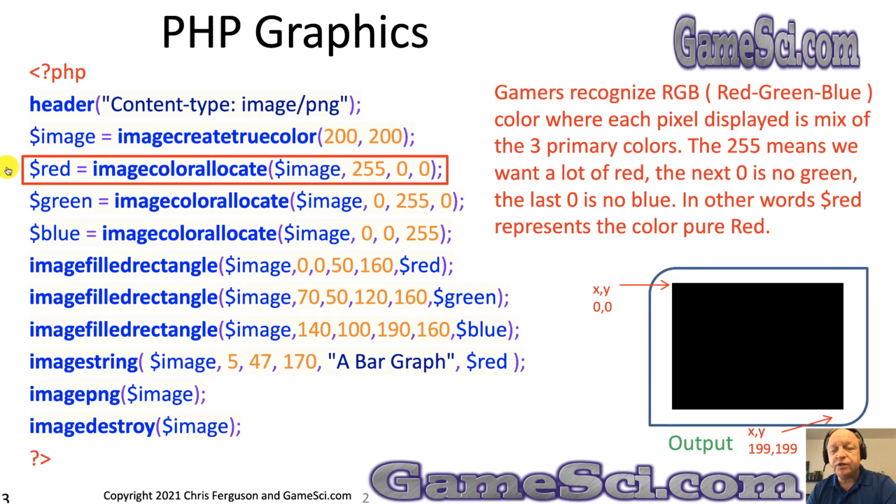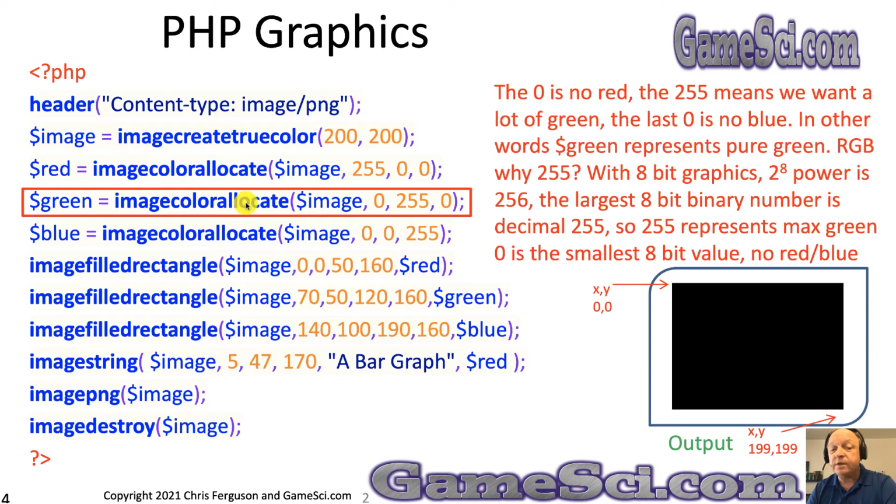$red equals image color allocate, $image, 255, 0, 0. Gamers will recognize RGB, red, green, blue color, where each pixel displayed is a mix of three primary colors. The 255 means we want a lot of red. The 0 next to it means no green, and the 0 at the end means no blue. In other words, $red represents the color pure red.